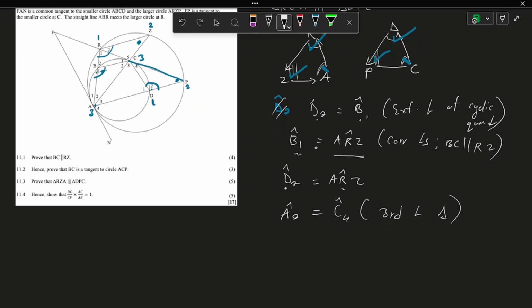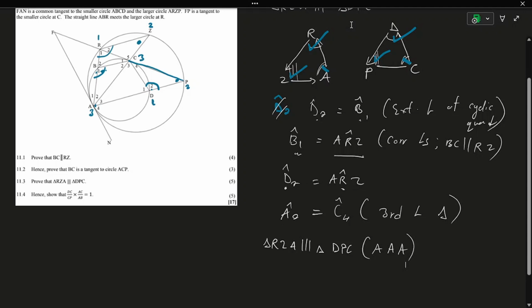So if that is true, we can therefore conclude that triangle RZA is similar to triangle DPC. But why did we conclude that? Because all angles are equal. So this is just triple A: angle, angle, angle. We prove that RZA is similar to triangle DPC because the angles of both triangles are equiangular.